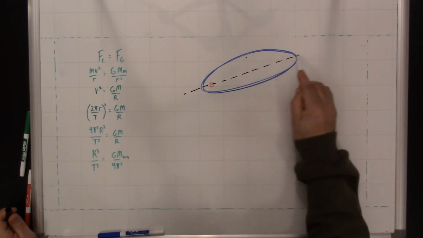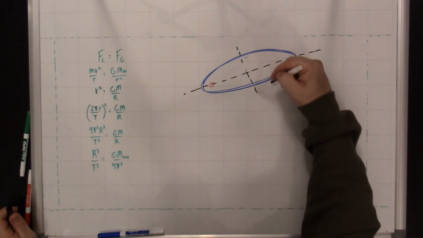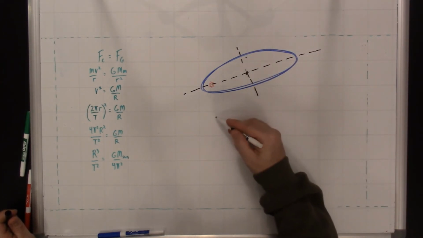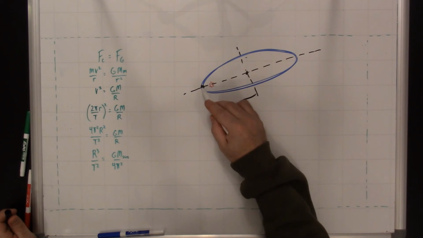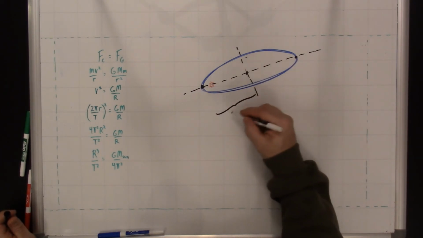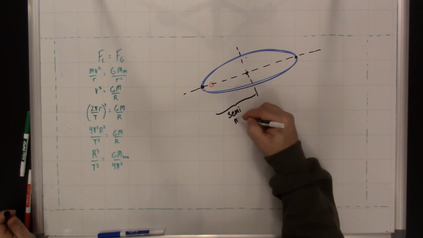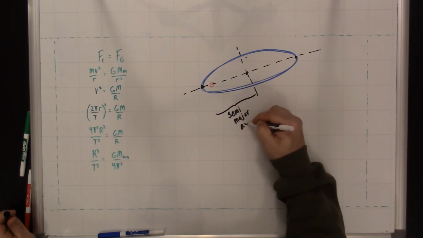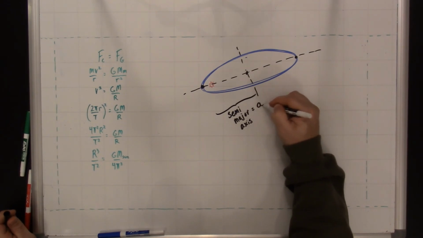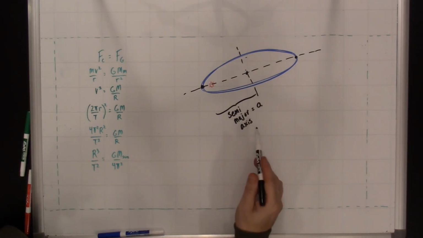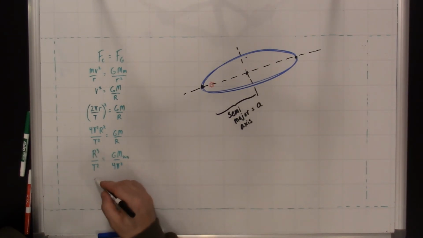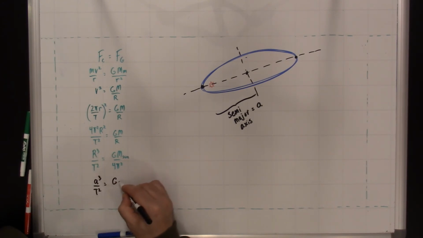If you look, there are axes here. Okay, and we'll pretend this meets in the center. This distance here along this axis, from here to here, is called the major axis, and half of that is called the semi-major axis. And we use the little letter a to represent the semi-major axis. And so, instead of using R here, we use little a. And so it's a cubed over T squared is equal to GM over 4 pi squared.